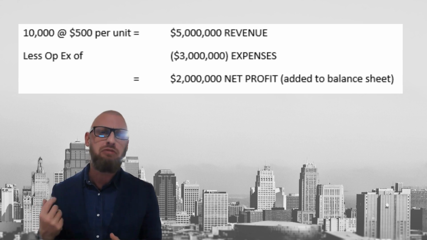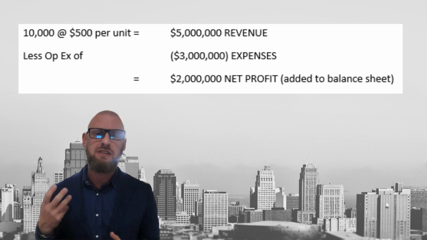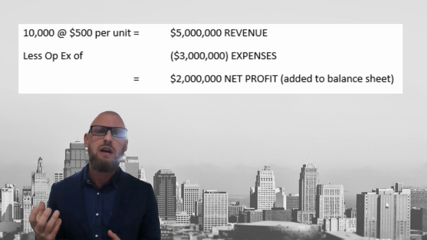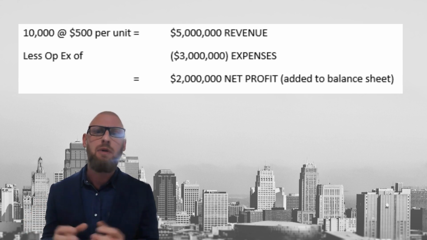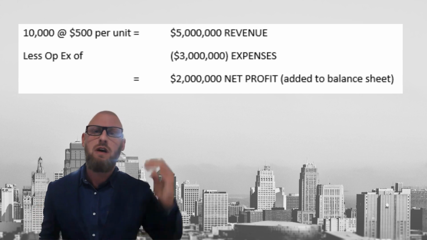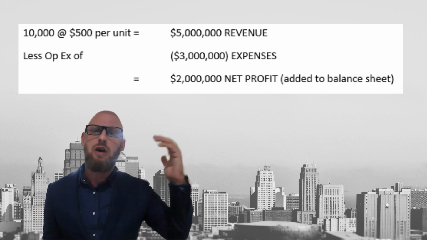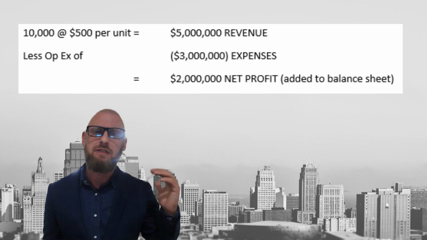Let's assume their production and operating expenses were $3 million for the same period. So they made a net income of $2 million, $5 million revenue minus $3 million in expenses. This net income of $2 million will be added to the equity section of the balance sheet.